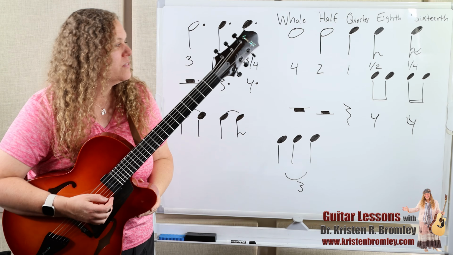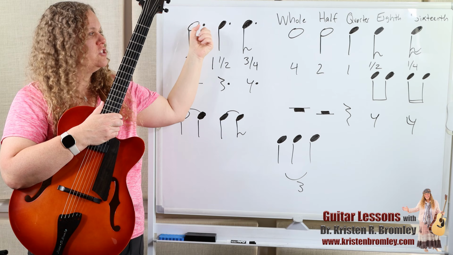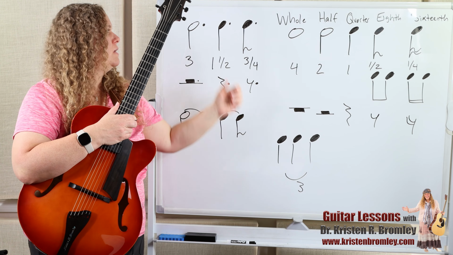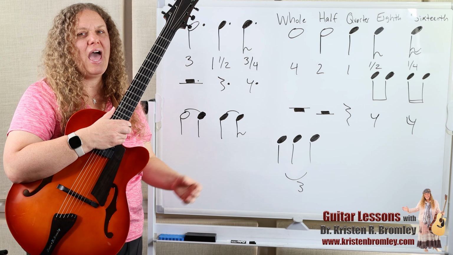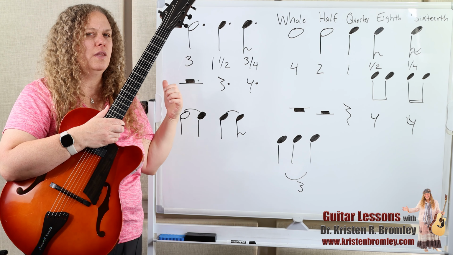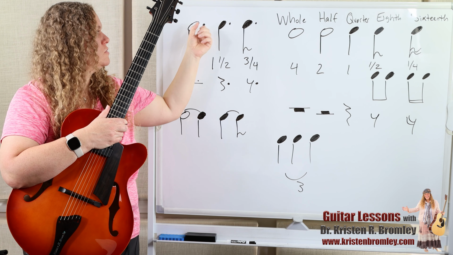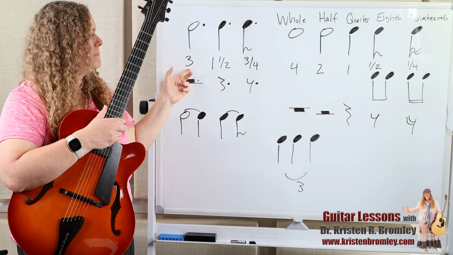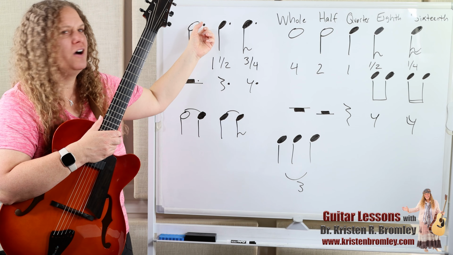Now, there's a couple other things that we have to add in here. We've got something known as a dot. If we add a dot to the note head, just like we have here, we're going to add half its value to its total length. So if you have a half note, that means adding a quarter note's length to it, and that gives us 3 beats. Notice that there isn't a way to get 3 beats without the dot here.